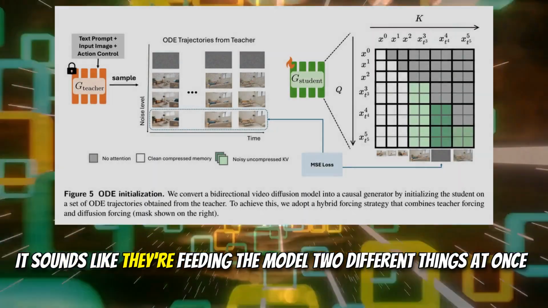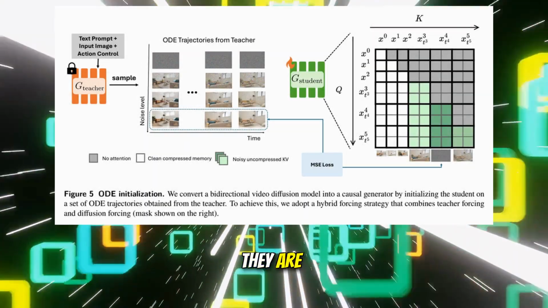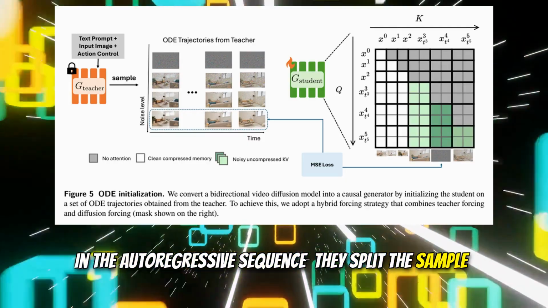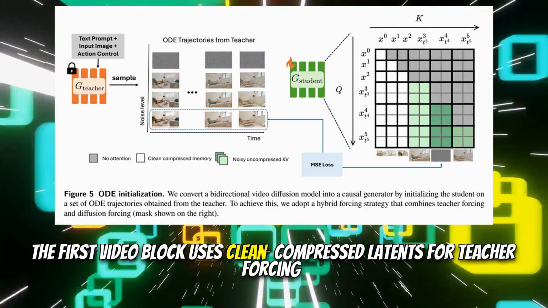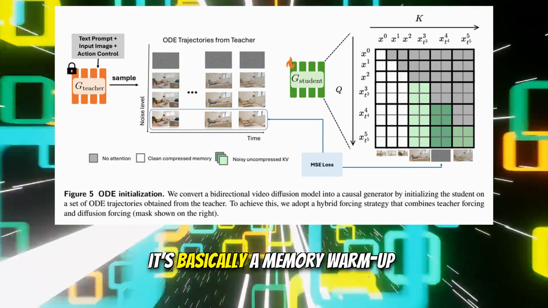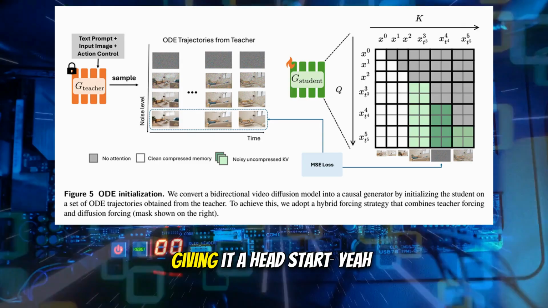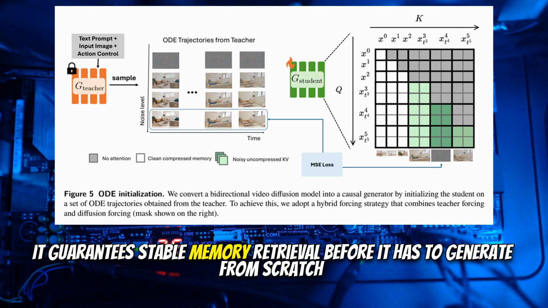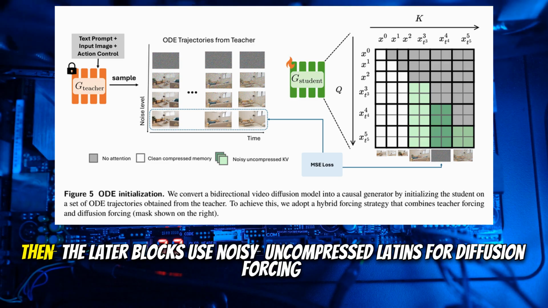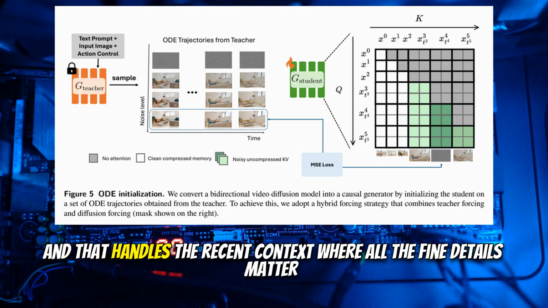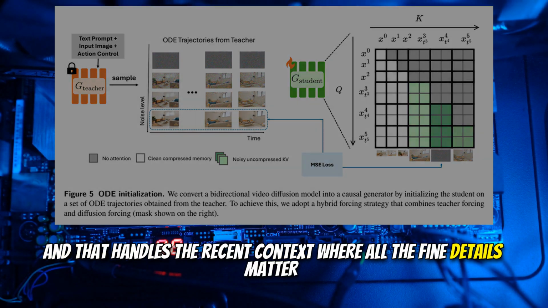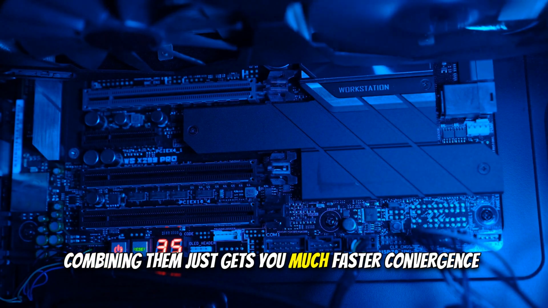So to speed up convergence, they came up with this hybrid forcing for initialization. Explain hybrid forcing. It sounds like they're feeding the model 2 different things at once. They are. In the autoregressive sequence, they split the sample. The first video block uses clean, compressed latents for teacher forcing. It's basically a memory warm-up. So they're giving the model the answer from the teacher for that historical context. Giving it a head start, yeah. It guarantees stable memory retrieval before it has to generate from scratch. Then the later blocks use noisy, uncompressed latents for diffusion forcing. And that handles the recent context, where all the fine details matter. Precisely. Combining them just gets you much faster convergence.